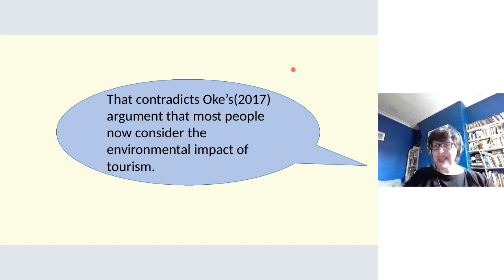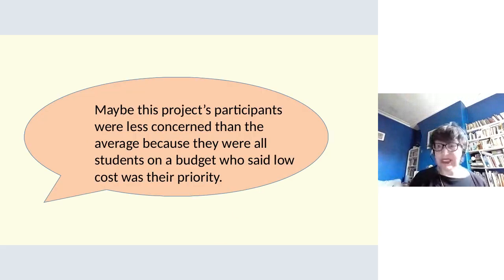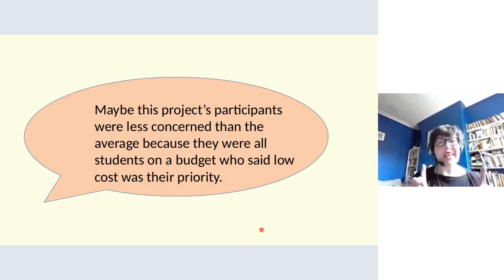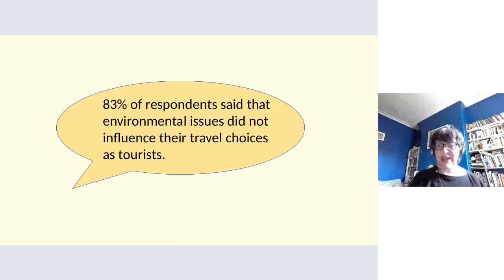You're showing that comparison. You're at the table. So you might say, oh, OK, my results are different to yours. My 83% of results said it wasn't an issue. Why might that be? Maybe this project's participants were less concerned than the average, because remember, OK talks about most people, than the average because they were all students. You just asked your friends at John Moores. They were all students on a budget who said low cost was their priority. So if you think about it, that is part of your discussion.